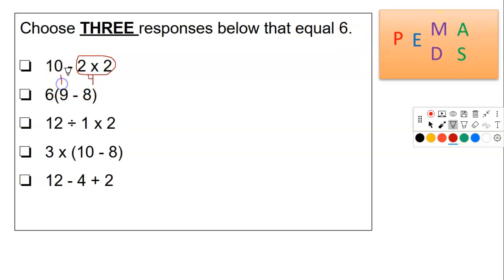Yes. The 10 minus the 4 we found with 2 times 2. 10 minus 4 equals 6. So we can check this box because it does equal 6. Next up, we have 8 times 9 minus, 6 times 9 minus 8.